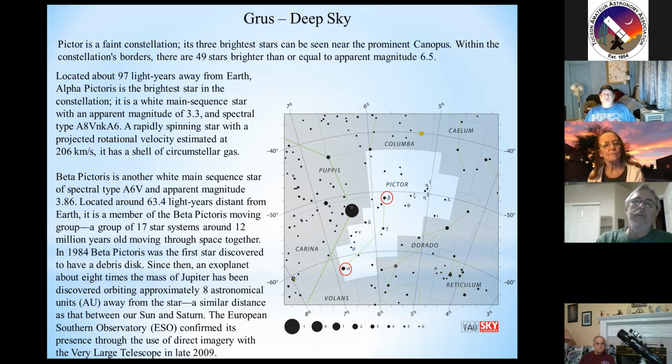It's a spectral type A8, so I think that's a blue giant, right? It's a rapidly spinning star, and it's got a rotational velocity of 200 kilometers per second, and it has a shell of circumstellar gas around it that's been measured.